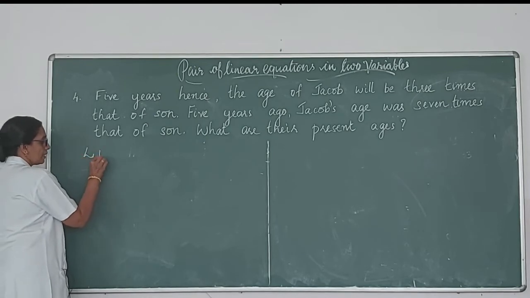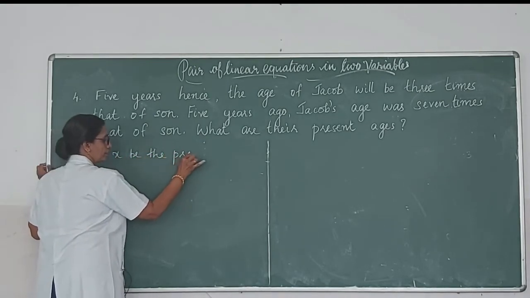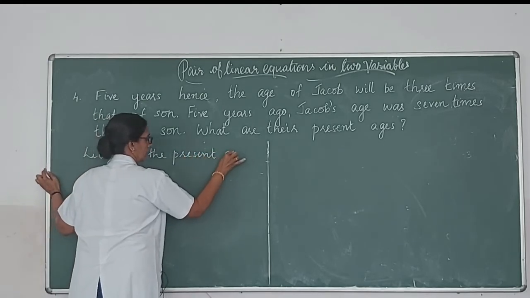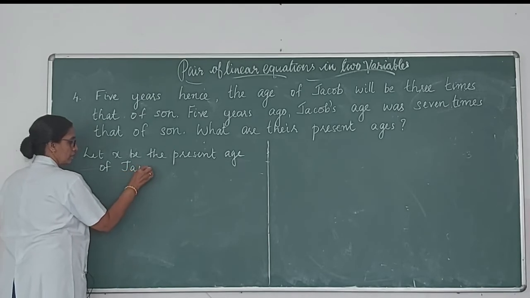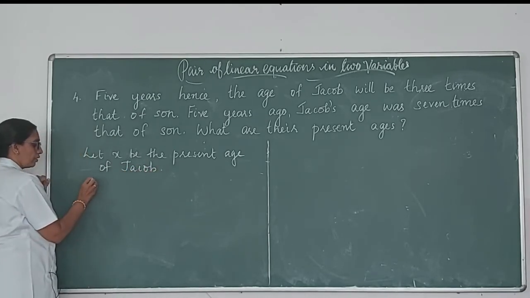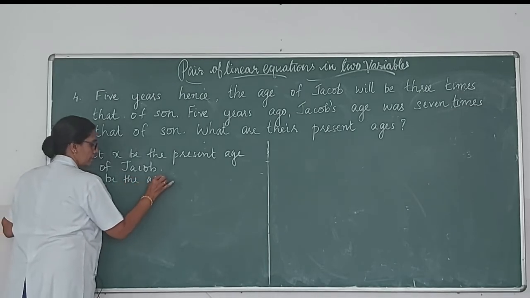So let x be the present age of Jacob and y be the age of his son.